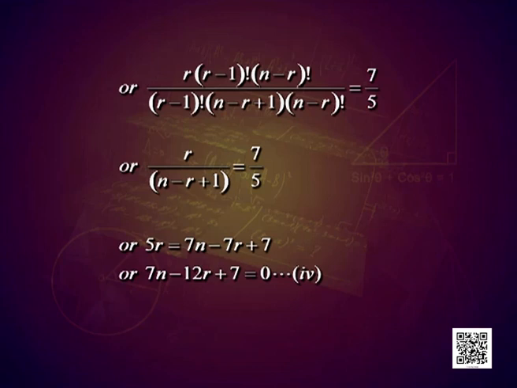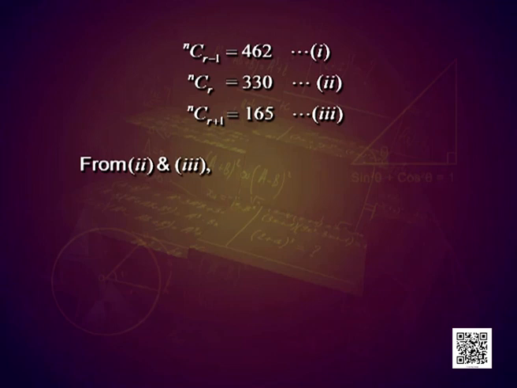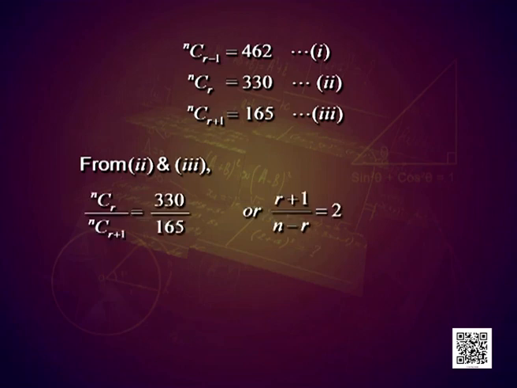Can I find another one? Surely, I can always go back to the given conditions and divide the second equation by the third. So, when I divide the second equation by the third, I again get nCr by nCr plus 1 is equal to 330 by 165. If I replace each of these in terms of factorials as in the previous case, you end up with another linear equation which is 2n minus 3r minus 1 equal to 0.